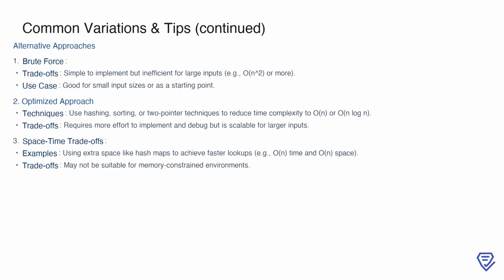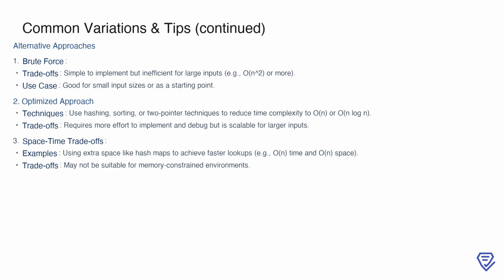On the other hand, optimized approaches focus on techniques like hashing, sorting, or two-pointer methods to reduce time complexity to O(n) or O(n log n). While these are more scalable, they require additional effort to implement correctly and may introduce challenges in debugging.